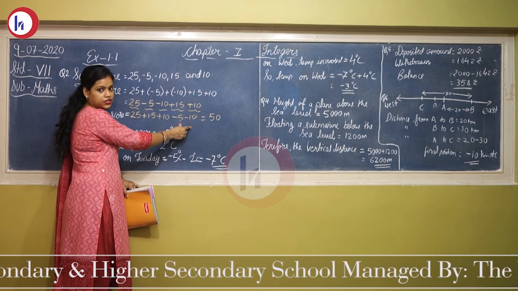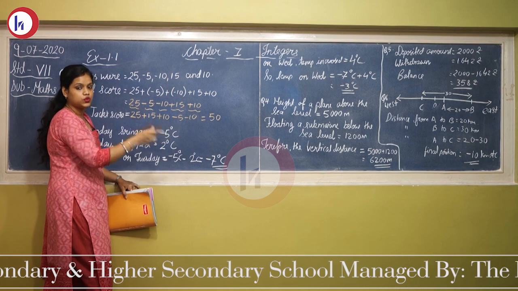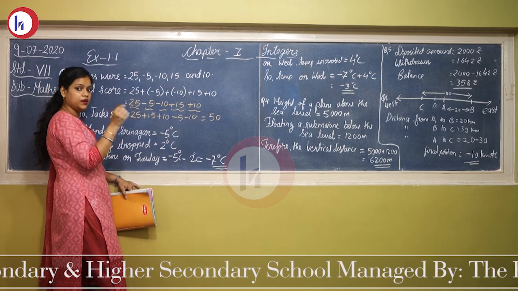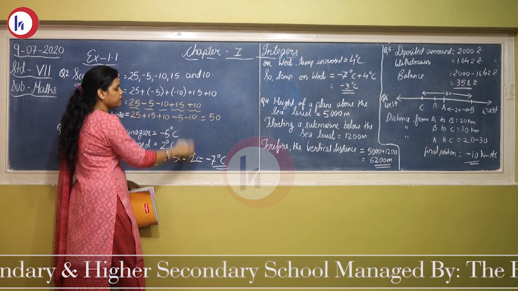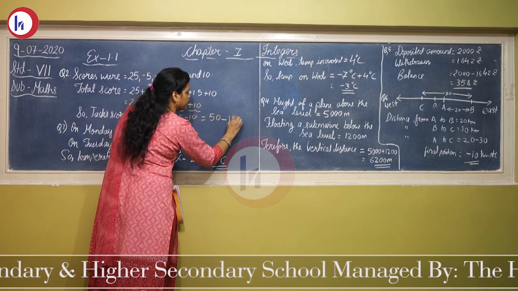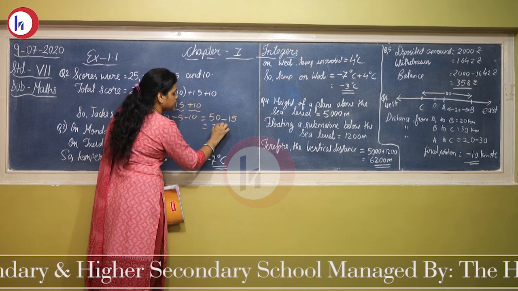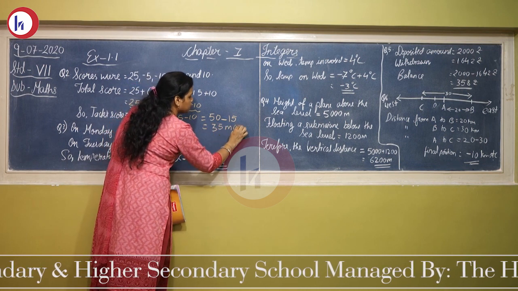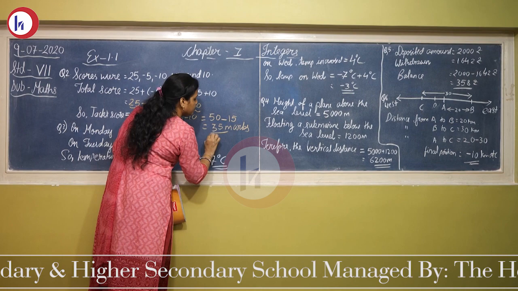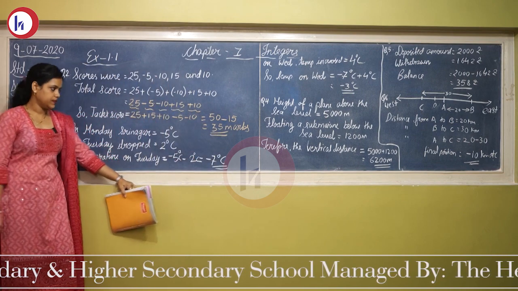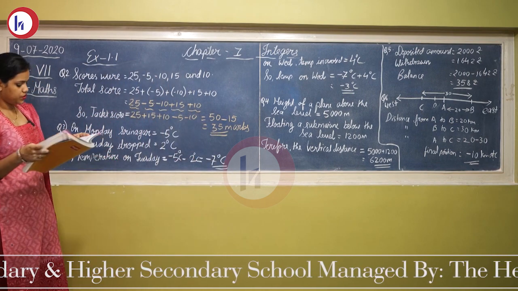Same sign integers. What do we do with same sign integers? We add the integers with the minus sign. So minus 5 and minus 10 will be minus 15. Your final score will be 50 minus 15, that is 35 marks. So what is his total score? That is 35 marks.